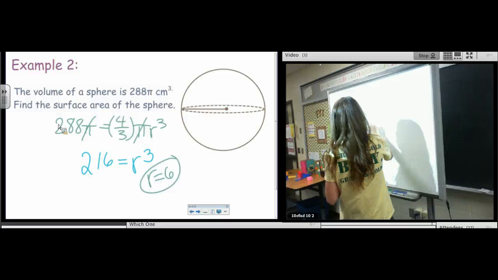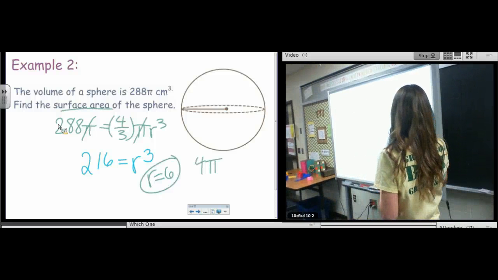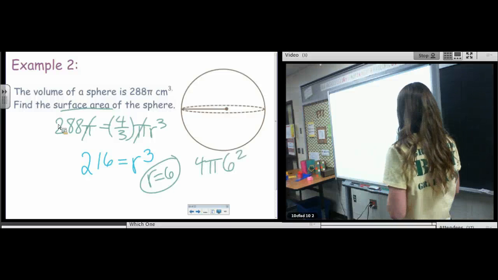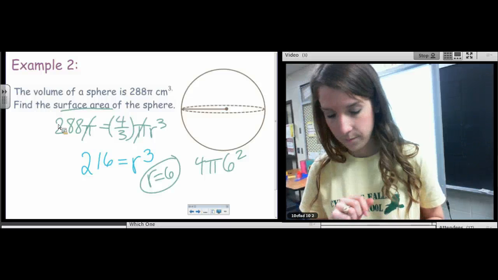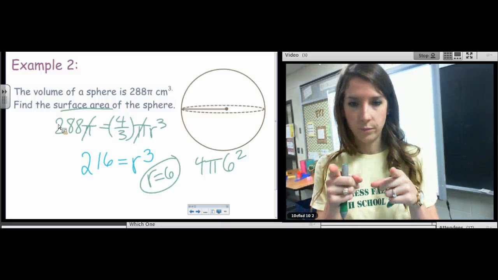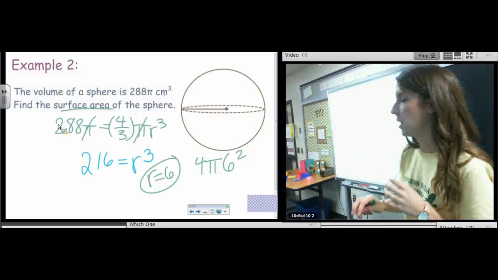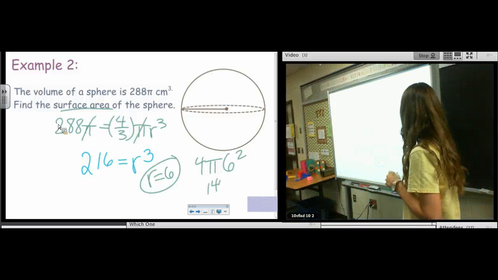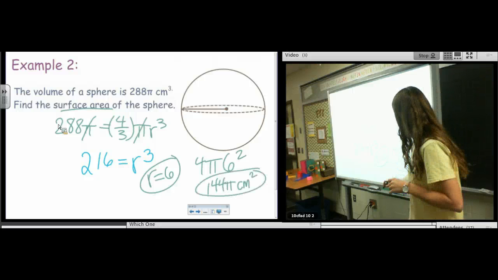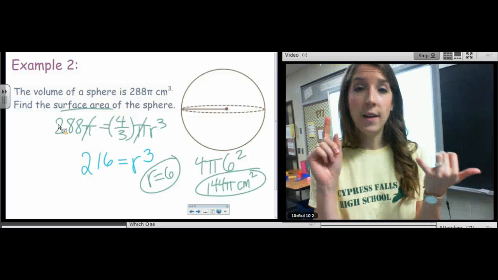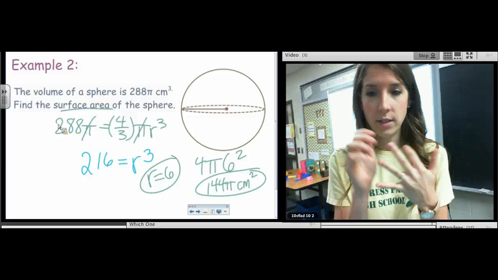Now it did say to find the surface area of the sphere. So 4 pi r squared. 6 squared times 4. Final answer. Very good. 144 pi centimeters squared. So do you see what we did? We divided by 4/3 and then we cube rooted. Divide by 4/3, cube root.